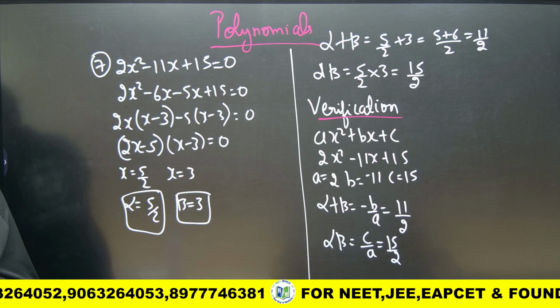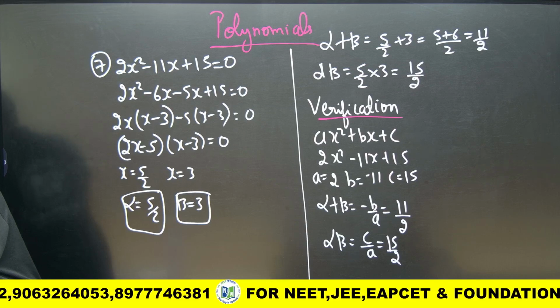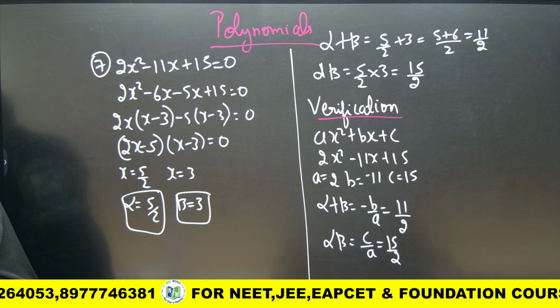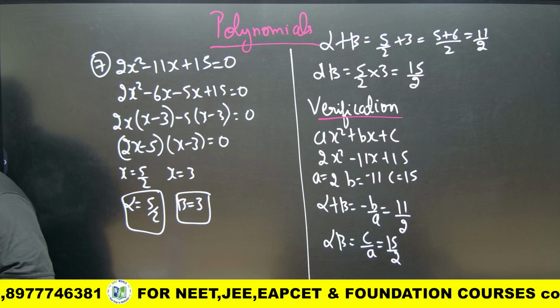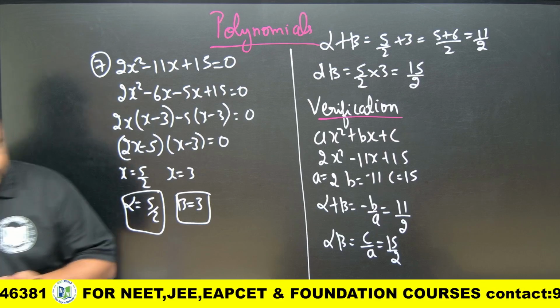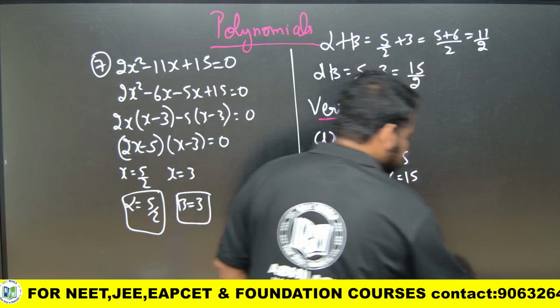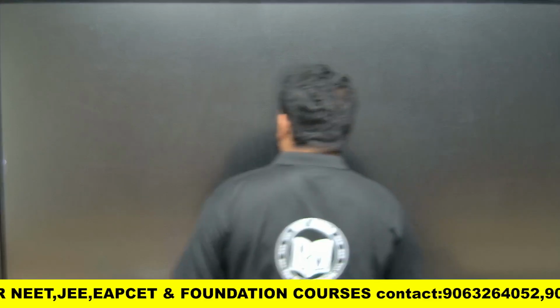Let us have a look at the next question. 2x square minus 11x plus 15. So, the next question is question number 8. Actually, 2x square minus 11x plus 15 is already done, right?